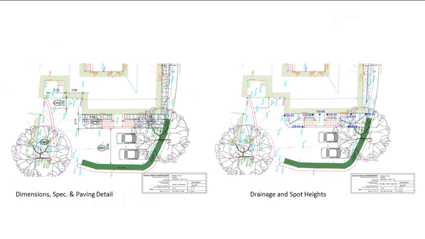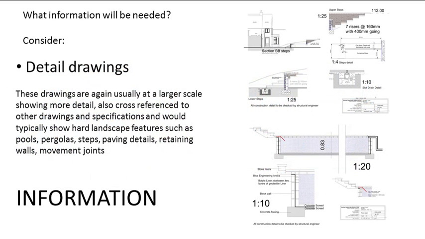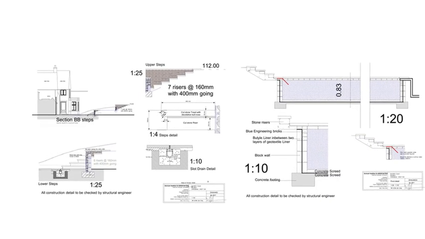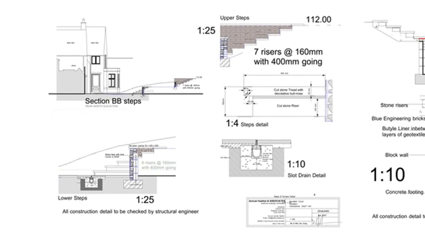Detailed drawings. These drawings are again used at a larger scale, showing more detail, also cross-referencing to other drawings and specifications, and would typically show hard landscape features such as pools, pergolas, steps, paving details, retaining walls, and movement joints. These construction details can cascade down further.